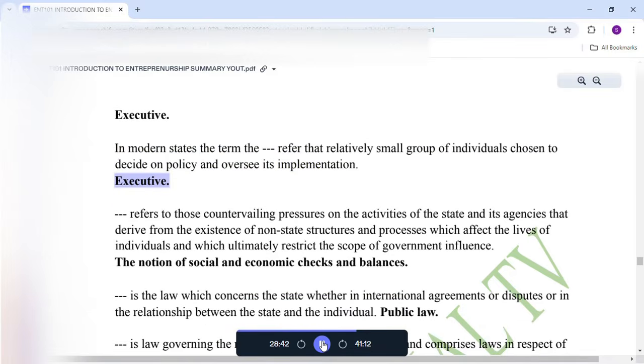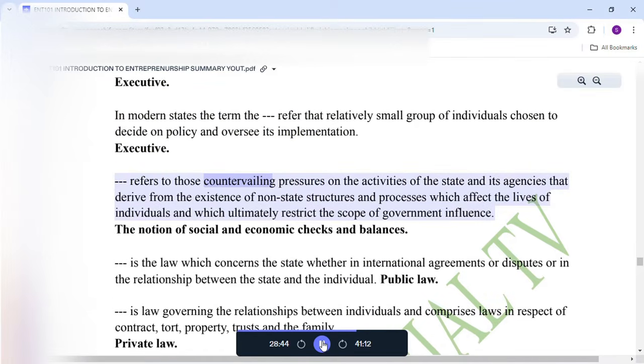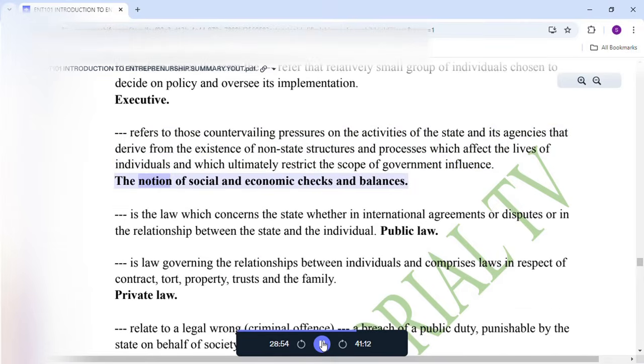Executive. Pluralism refers to those countervailing pressures on the activities of the state and its agencies that derive from the existence of non-state structures and processes which affect the lives of individuals and which ultimately restrict the scope of government influence. The notion of social and economic checks and balances.